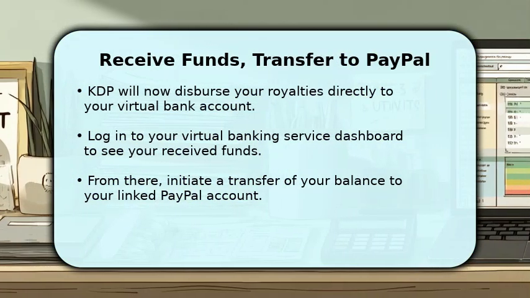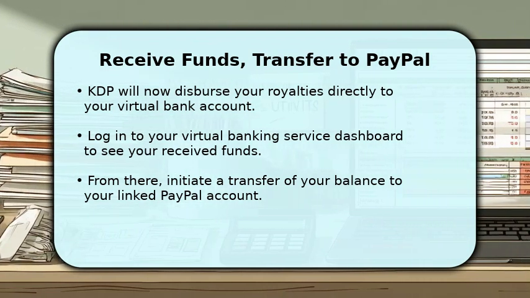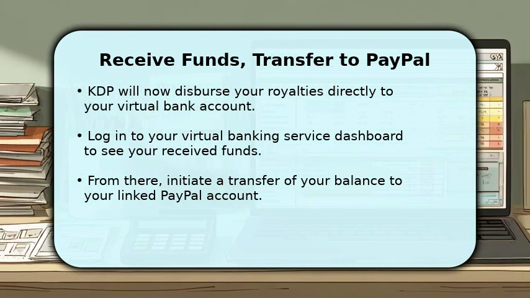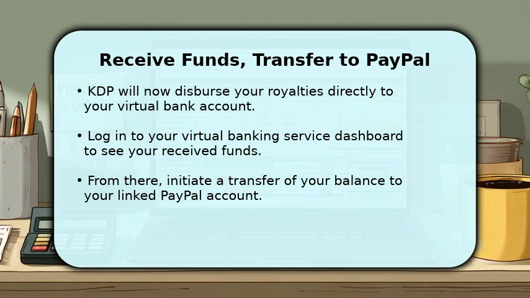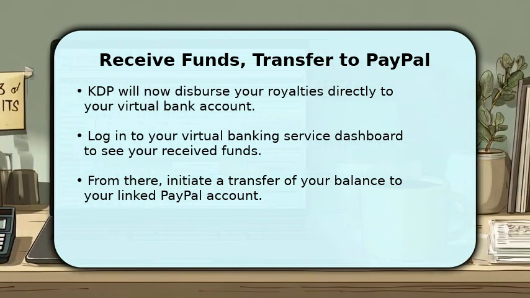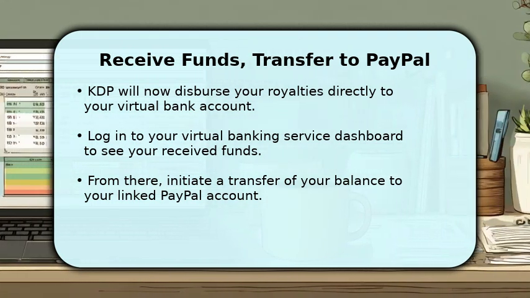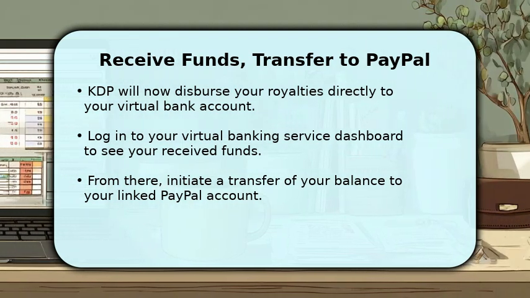With your virtual bank account linked, KDP will send your royalty payments there, typically once a month. When funds arrive, log into your Payoneer or Wise account dashboard. You will then have the option to easily transfer that balance to your personal PayPal account. This seamless two-step process ensures your KDP earnings reach your PayPal, providing a flexible and convenient way to manage your publishing income from anywhere in the world.